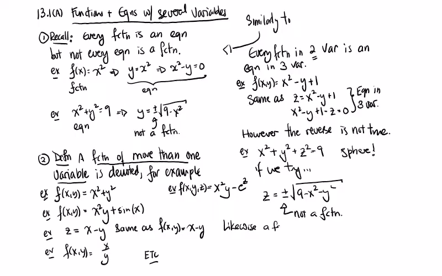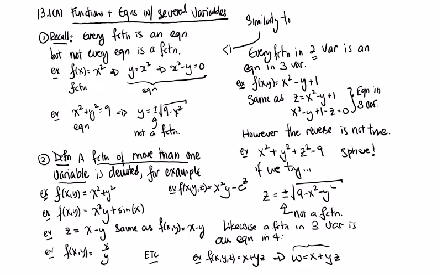Likewise, a function in 3 variables is an equation in 4. So for example, say f of xyz equals x plus yz. You need a different letter for the f of x, y, z. Say w could be traditional, but the letter really doesn't matter. The point is that we get an equation that involves 4 variables.